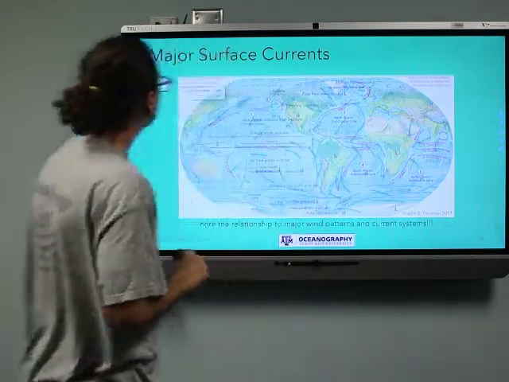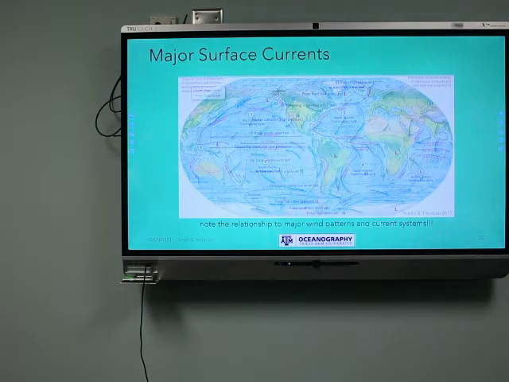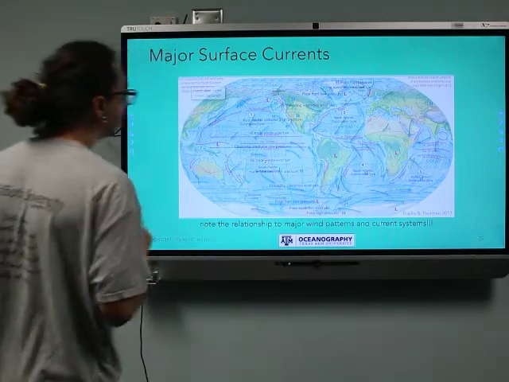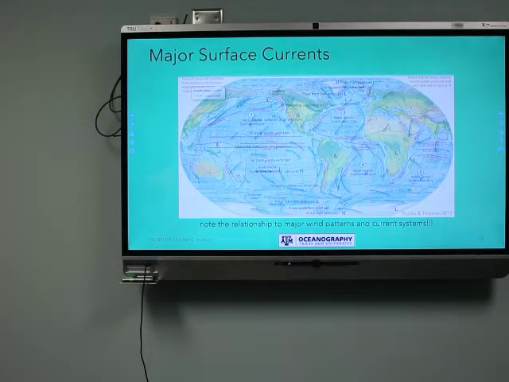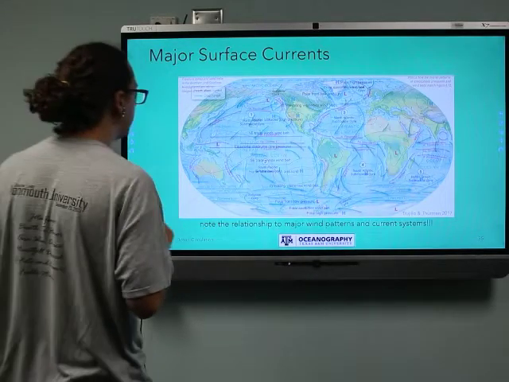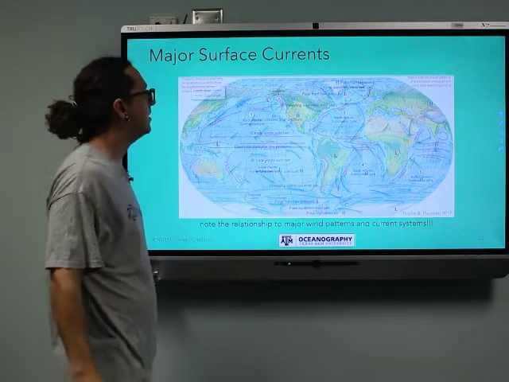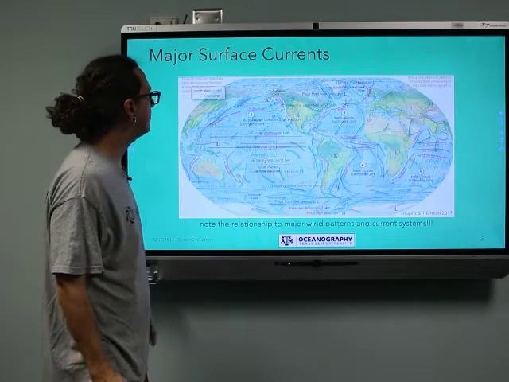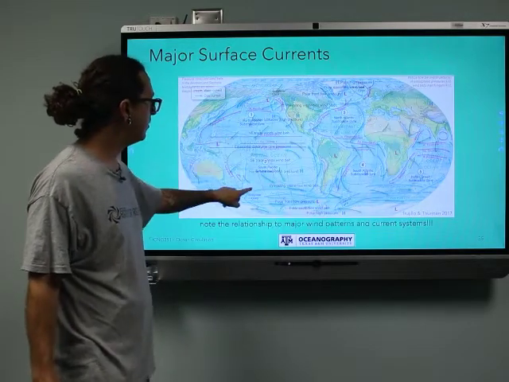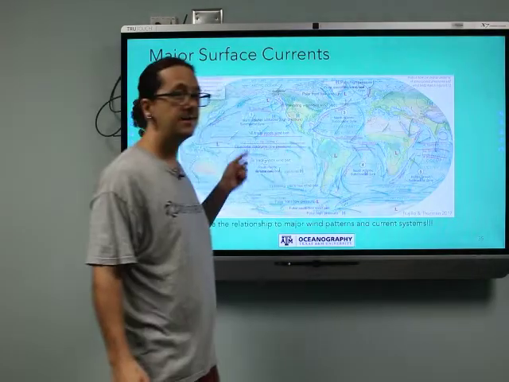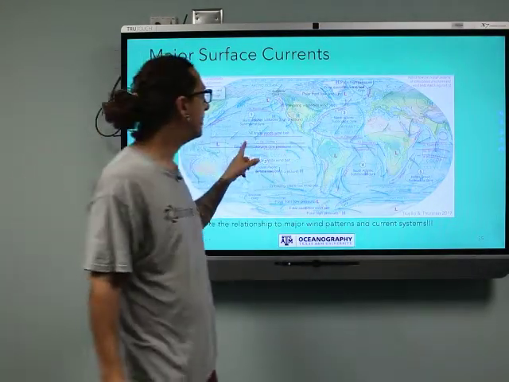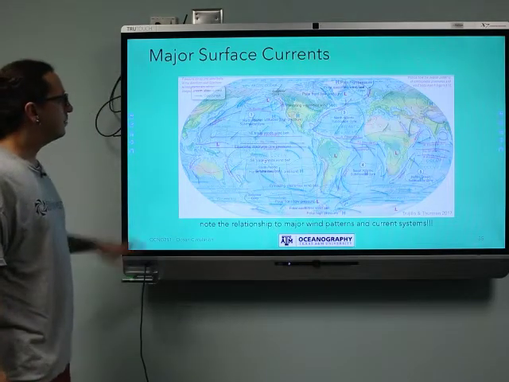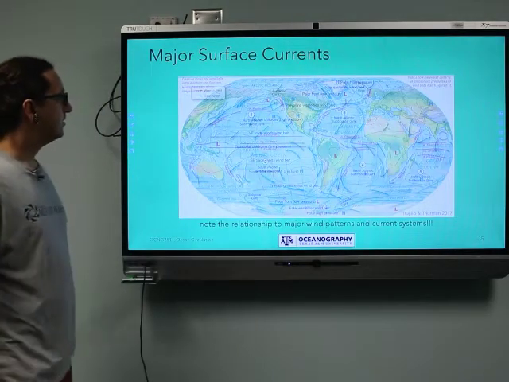So this is a figure that doesn't look good on the board, but hopefully looks better on the handout. And what it's showing you is the relationship of the major wind patterns and the current systems. I've basically put them on top of each other. There were 2 figures in the book. One showed you the current patterns. This figure, all these green arrows here, that's actually from the last chapter, the air-sea interactions. And that's showing you the wind patterns, and they're basically on top of each other, not surprisingly.